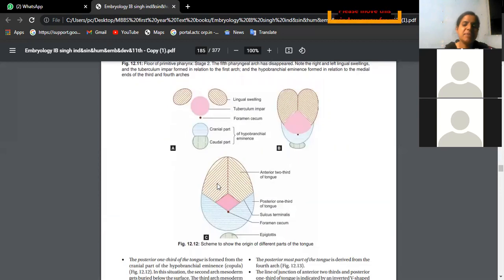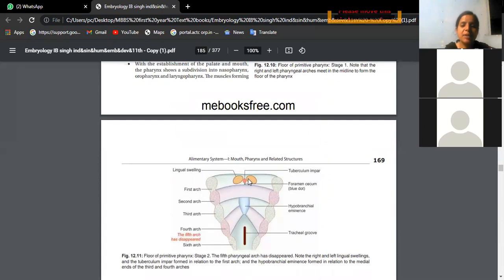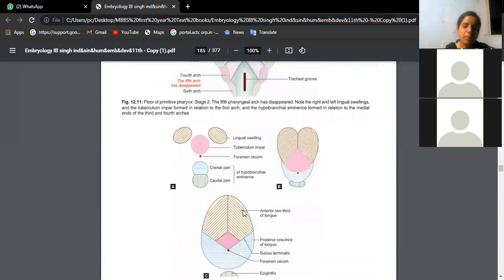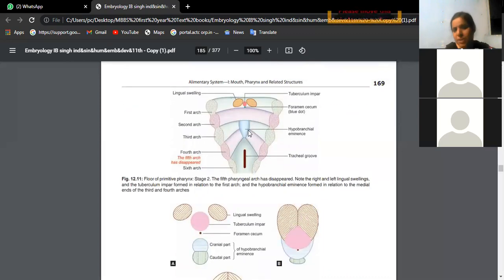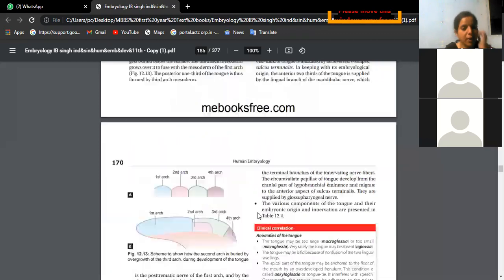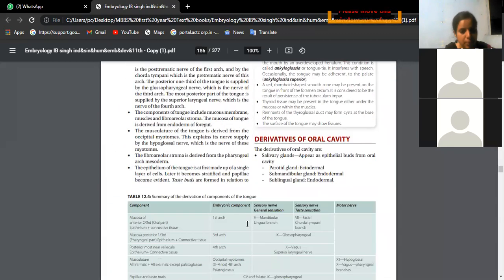So what is the nerve of the first arch? Mandibular nerve. That means lingual swellings, tuberculum impar area will be supplied by which nerve? Mandibular nerve, isn't it? Then cranial part, second arch nerve is facial, third arch nerve is glossopharyngeal, right? Fourth arch nerve is superior laryngeal. So glossopharyngeal and superior laryngeal also will supply this bluish area. Okay, for which there is a table.